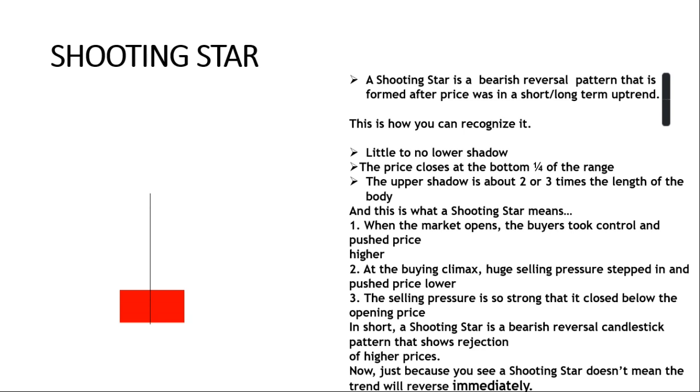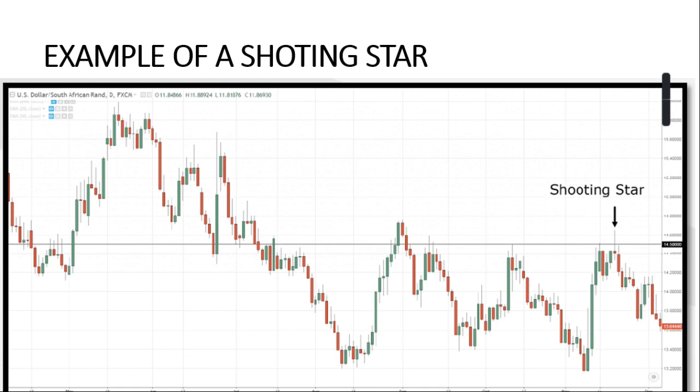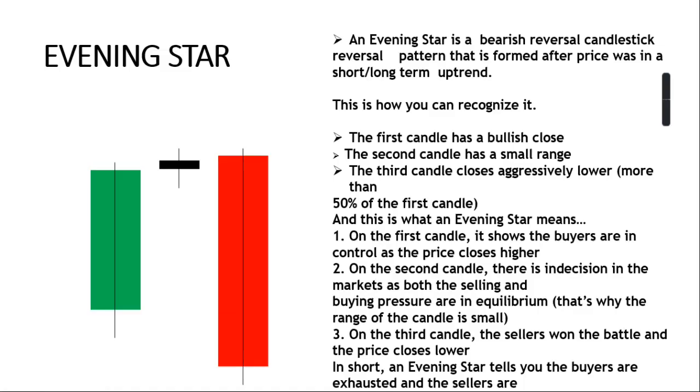Okay, let's see an example. Okay, see what happened? We had a beautiful shooting star at resistance. So this was happening at a significant area of value, therefore it counts. Okay, let's go. An evening star, just like the opposite of a morning star.